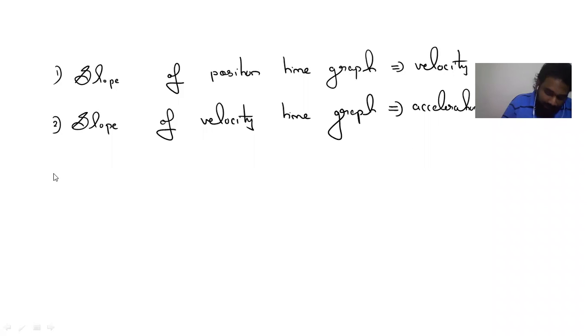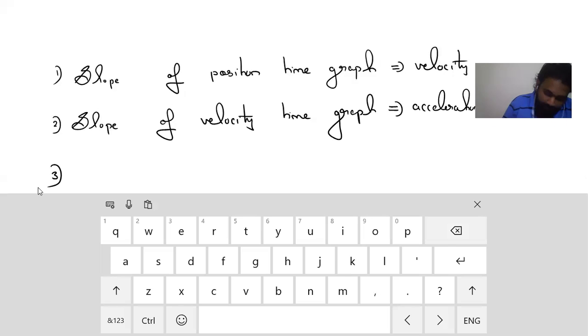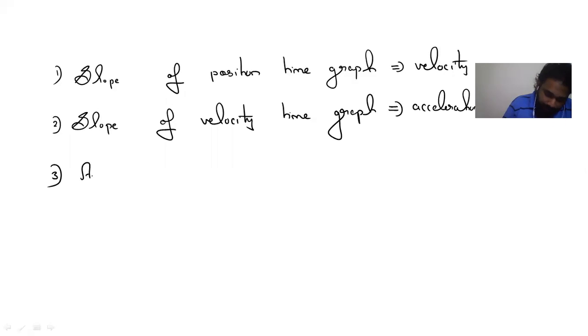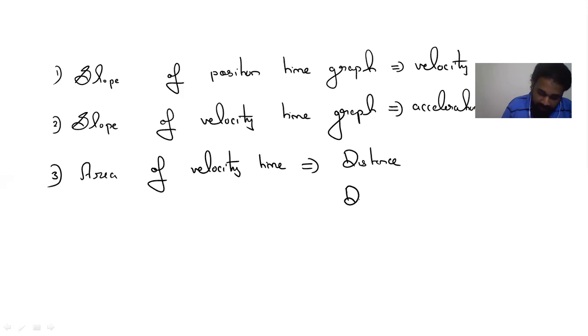Okay, third important point is what? Area. Area of velocity time graph gives us either distance or displacement. So displacement means positive area minus negative area. Distance means total area. Okay, total area.